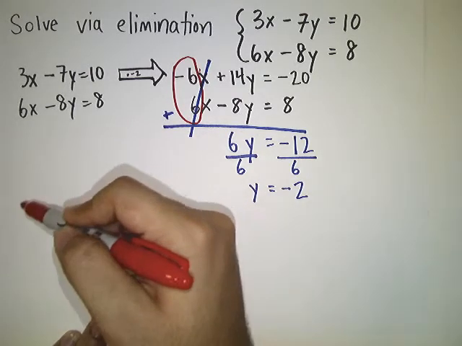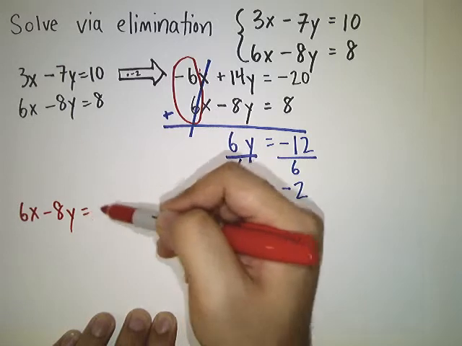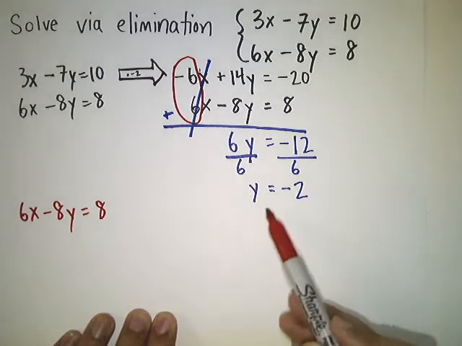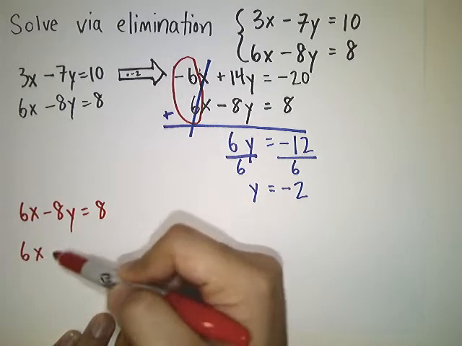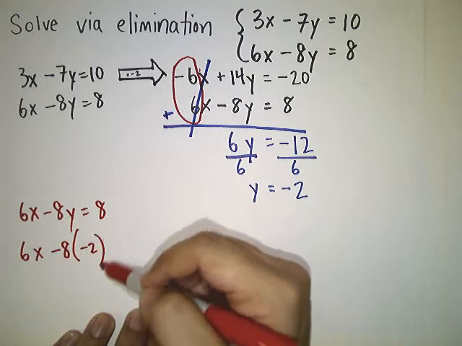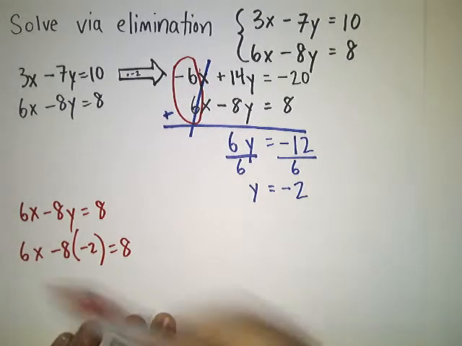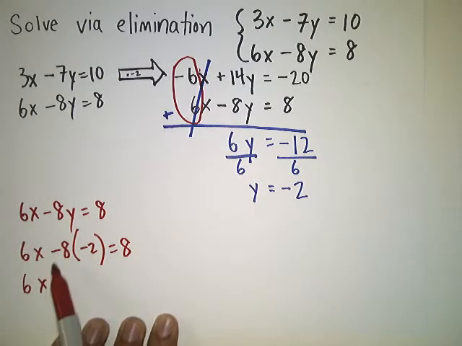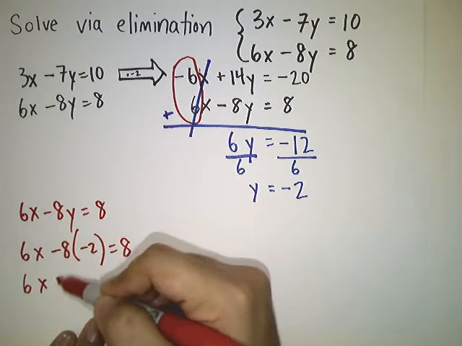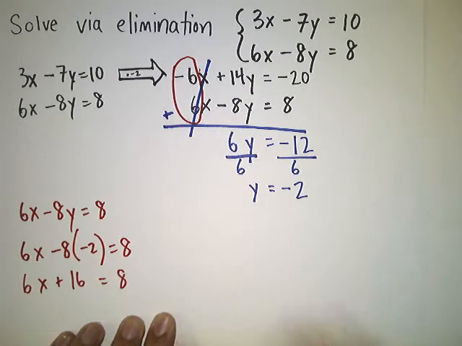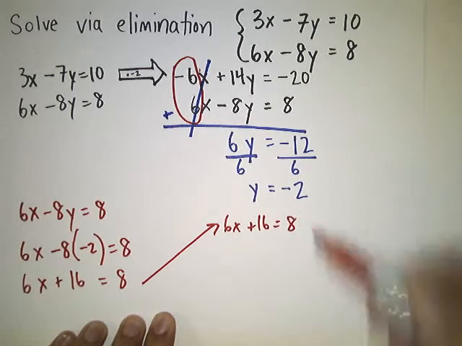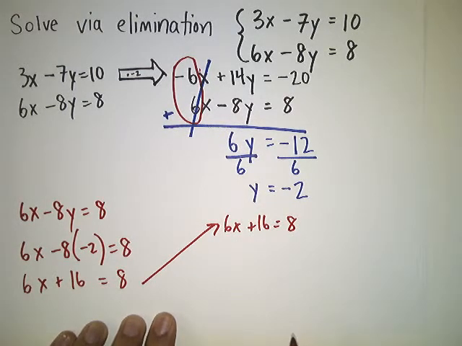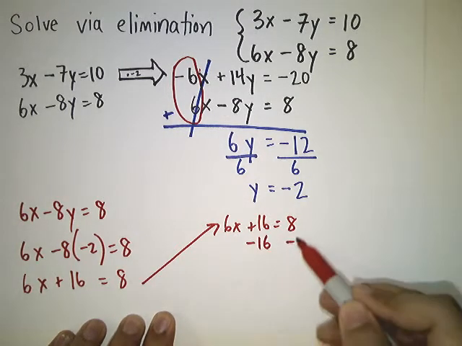So 6x minus 8y equals 8. We'll plug in negative 2 for y. That means 6x minus 8 times negative 2 equals 8. Negative 8 times negative 2 is positive 16, so 6x plus 16 equals 8. Now what I'm trying to do is get 6x by itself, so I'll subtract 16 from both sides.